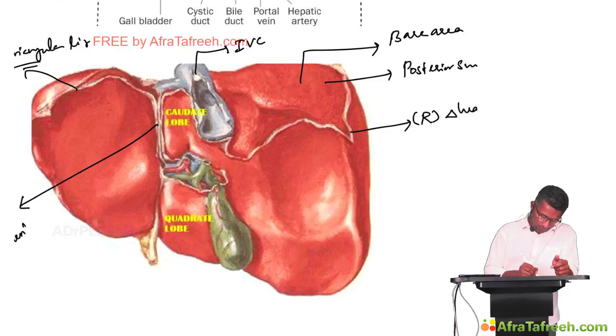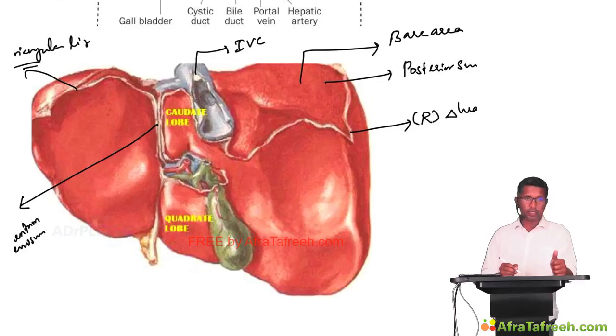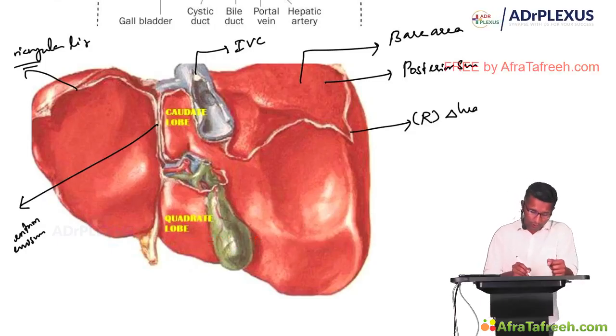This is called the fissure for ligamentum venosum. You all know the ligamentum venosum is a remnant of the ductus venosus. The fissure for ligamentum venosum contains the ligamentum venosum. In between the fissure for ligamentum venosum and the IVC, you get a lobe. This lobe is called the caudate lobe.